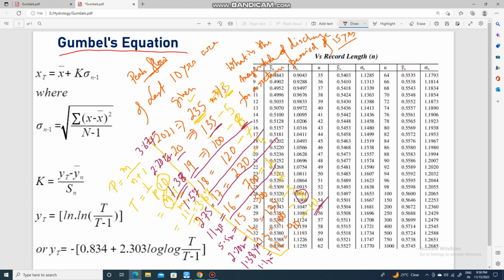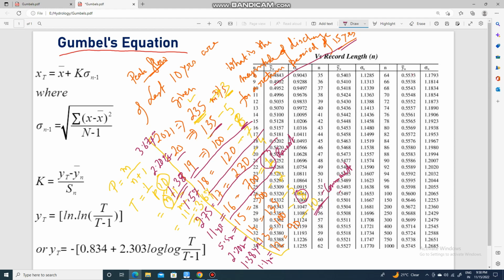So this is the most rare event, or the rarest event among all these events. And this is the commonest event among all these events. So you have got all the T's. Now the question is, they want the magnitude of the discharge which has a return period of 15 years. So now what to do?